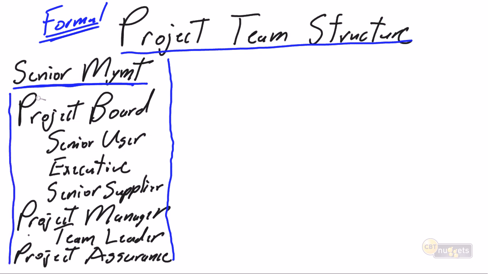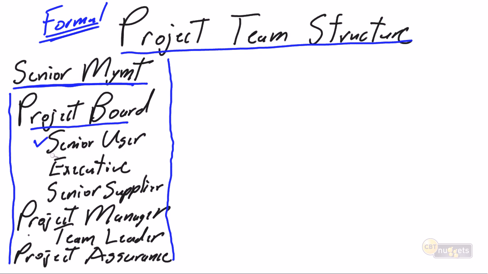So the project board, the project manager, and the project assurance are pulled together on a project-by-project basis, and the people who fill these roles will be different for every project. The project board, we've discussed a lot already in the series, is the overall governance of the project. They approve the project, they approve the stages, and they approve the deliverables from each stage. But what or who composes the project board?